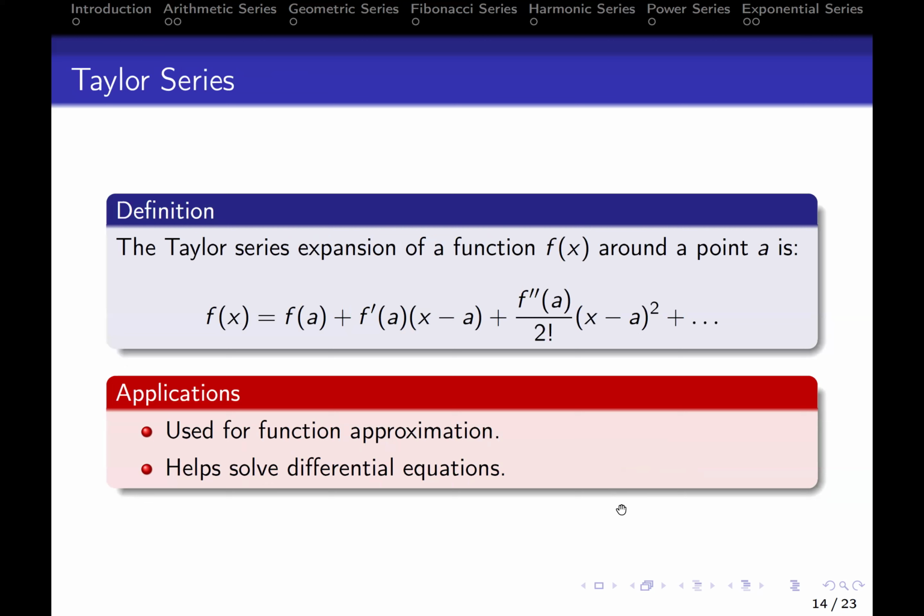Then you have the Taylor series, which I talked about the other time. The Taylor series expansion of a function f(x) around the point a is given like this. But if you set a to 0, then it becomes what you call the Maclaurin series. Okay. So for applications, it is used for function approximation and helps to solve differential equations. So if you have any kind of function, like a transcendental function that is not polynomial in nature, you can use the Taylor series to approximate it into a polynomial function.